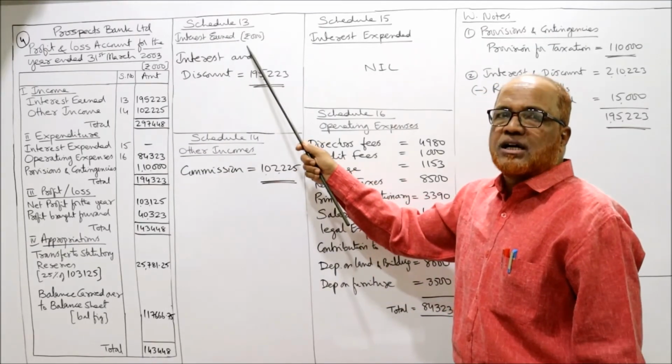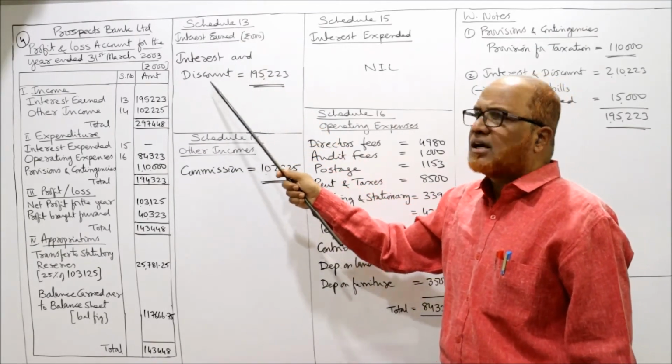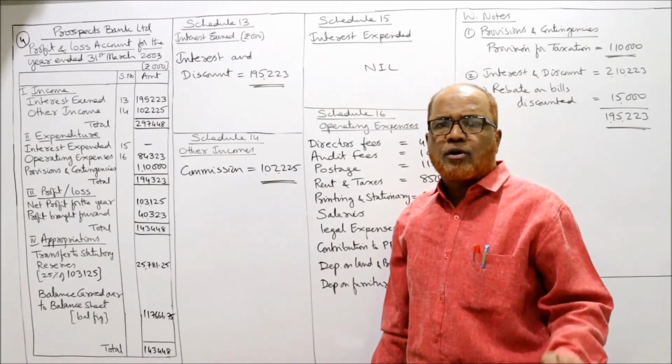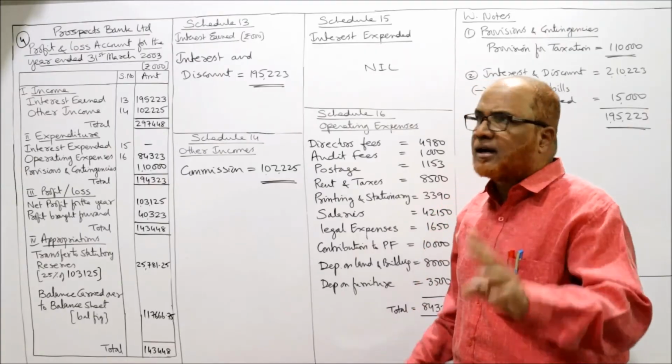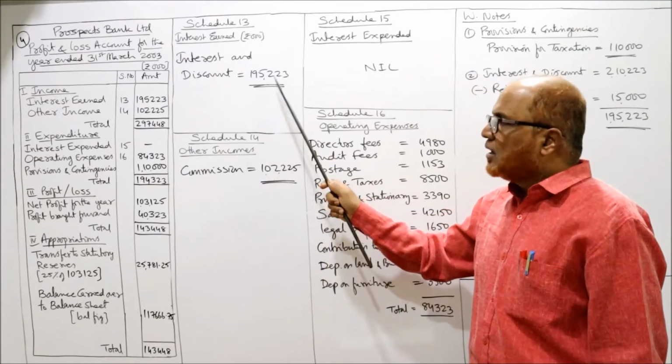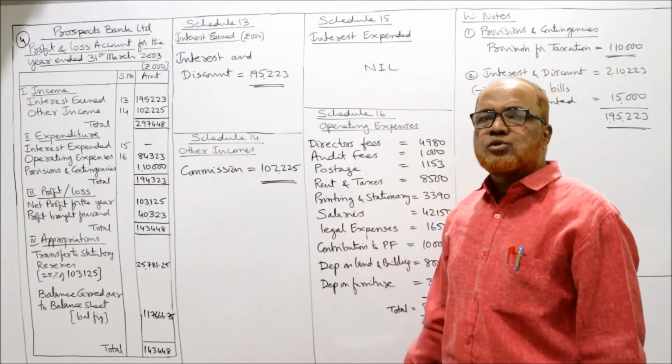First, interest earned, schedule number 13: only one item, interest and discount, no other item. No income on investment, no interest on RBI balances, nothing else, only one item, interest and discount. Right? Other incomes: in other incomes only one item.